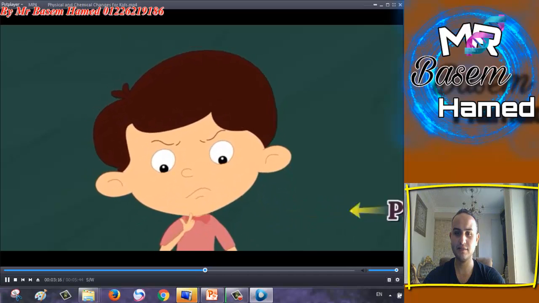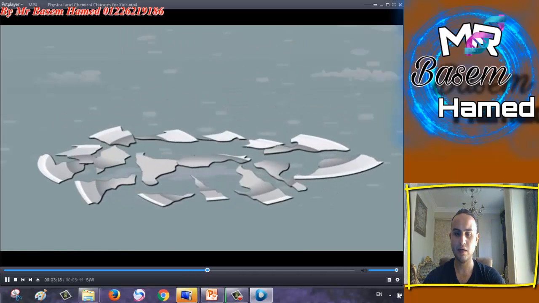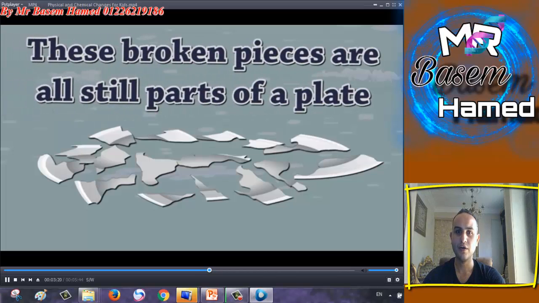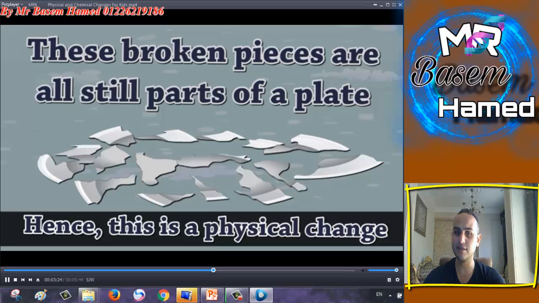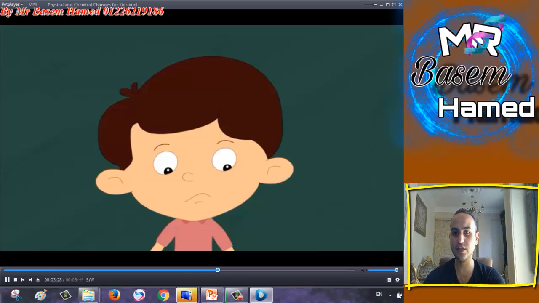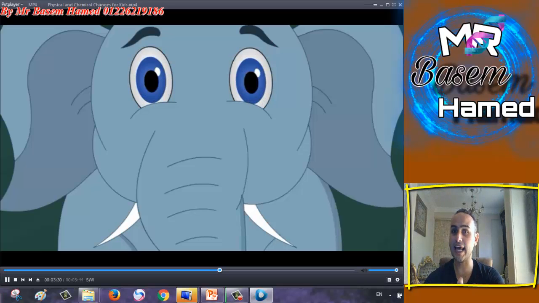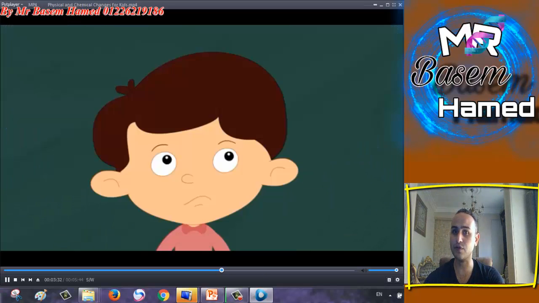Look at this plate. Oh, broken. These broken pieces are still parts of the plate. Hence, this is a physical change. The shape changed, but its structure is still as it is. It's still parts of the plate.